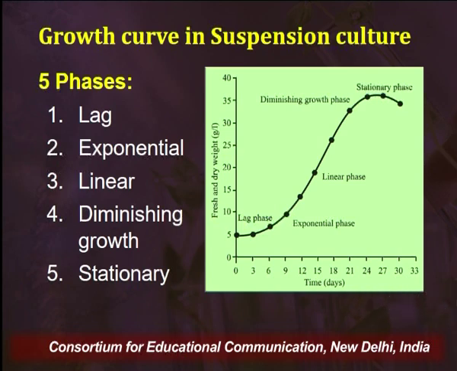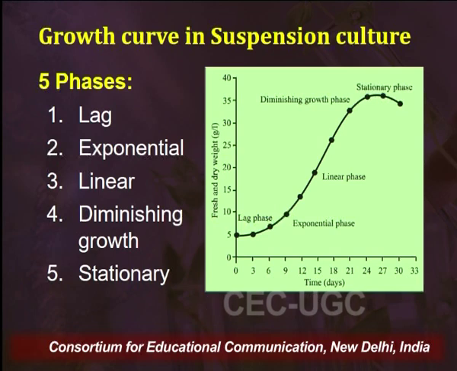In the exponential phase, the cells have become acclimatized to the chemical environment of the culture and they start dividing, and this division becomes more rapid in the linear phase, or we can say that there is a linear growth of the cell division with respect to time in the linear phase. We can also say that maximum cell division during the culture is observed in the exponential and the linear phase.